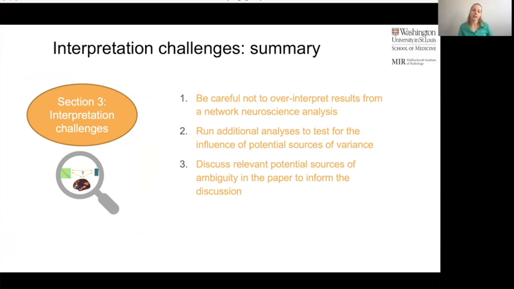So in summary for this section on interpretation challenges, I'd encourage you to be careful not to overinterpret results from a network neuroscience analysis. There are a lot of caveats in terms of how we decide to partition the brain that can affect the results that we see. One interesting option is to run additional analyses to test for influences of different types of variance so that you can better understand your results and draw more informative conclusions. And the last recommendation here is to discuss potential sources of ambiguity in the paper, which can be really helpful to further the field and inform a broader discussion about this.